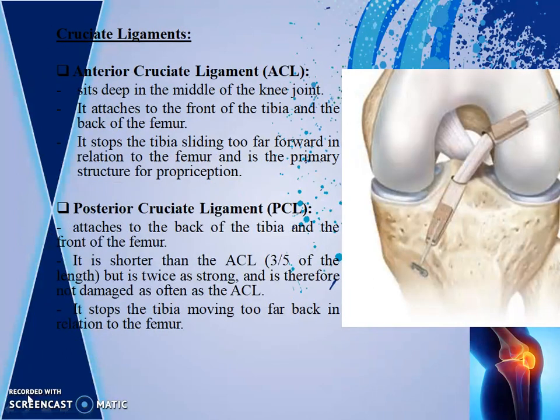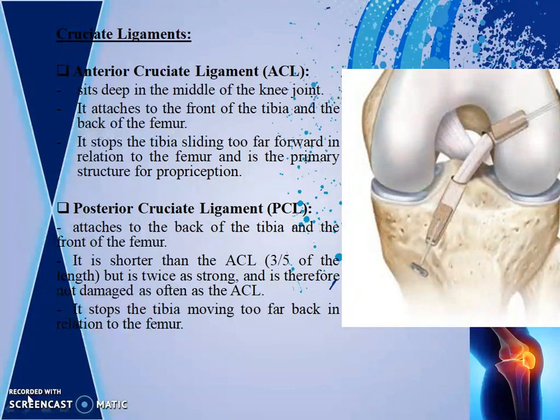Okay, the next one is the cruciate ligament. The anterior cruciate ligament extends posteriorly and laterally from a point anterior to the intercondylar area of the tibia to the posterior part of the medial surface of the lateral condyle of the femur. The ACL limits hyperextension of the knee and prevents anterior sliding of the tibia on the femur. This ligament is stretched or torn in about 70% of all serious knee injuries.